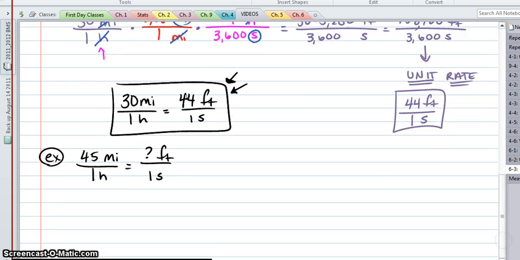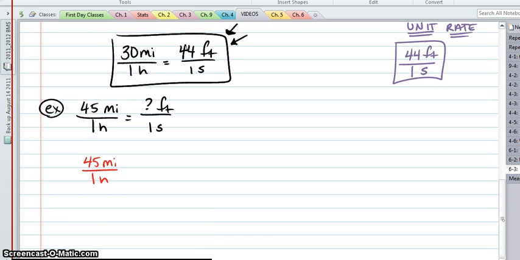Okay, so we are converting. We're going to use the same steps that I just showed you. So we start with what we're given, 45 miles per 1 hour, and I need to multiply it by a rate that I know. Well, I know that there are 5,280 feet in 1 mile. So we'll set that up. Again, I want my miles to cancel out. So that's the distance rate, and that's going to convert my miles into feet.